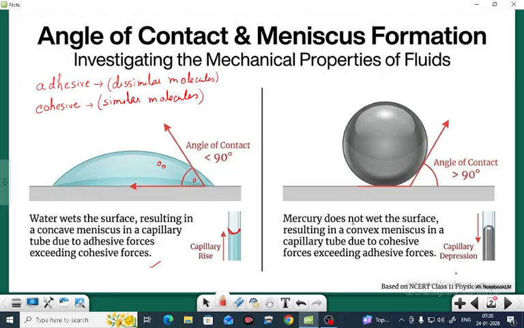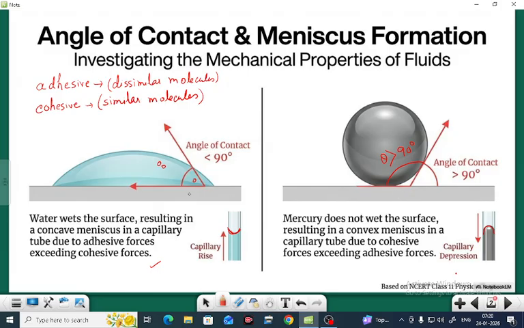But here you see mercury does not wet the surface, resulting in a convex meniscus, due to cohesive forces exceeding adhesive forces. Here cohesive force is greater than adhesive forces, and the angle of contact is greater than 90 degrees. See here, this angle of contact, this theta, is always greater than 90 degrees. So this is the case of mercury in a glass tube or capillary.